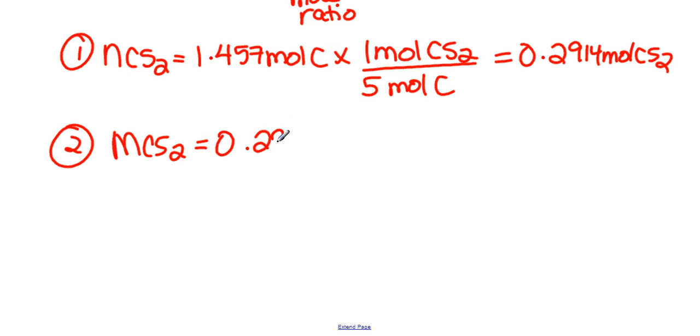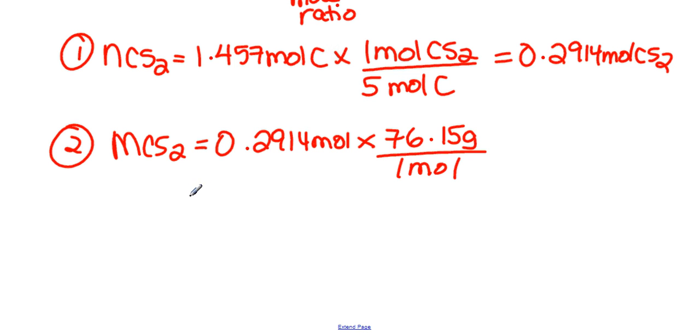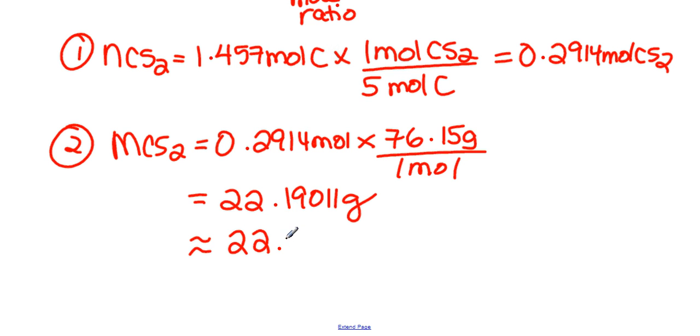So 0.2914 moles. And we're going to multiply by the molar mass, which is 76.15. That's 1 carbon and 2 sulfurs per mole. And then we end up with about 22.19011 and some change there, grams. And then, like always, we're going to round to significant digits. So if you take a look back at the question, think about how many significant digits you need. For this one, you should have 3. So 22, the last digit here, we need to round up to 2.